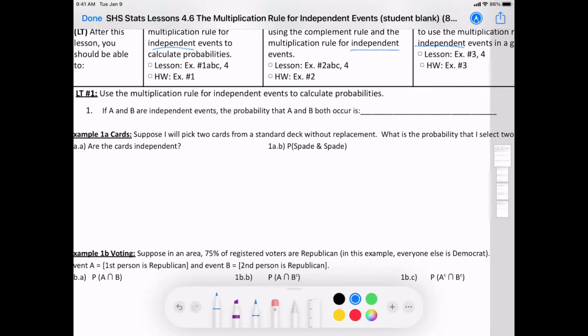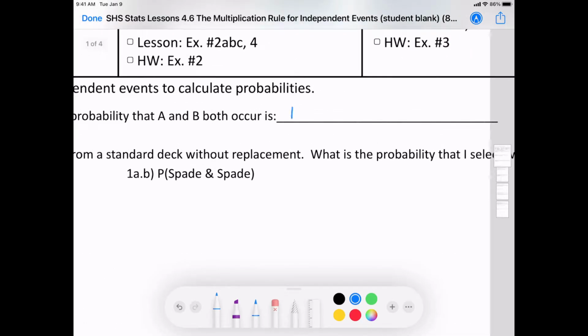If A and B are independent events, then the probability that A and B both occur, the probability of A and B, is equal to the probability of A times the probability of B. And remember, we kind of did a play.